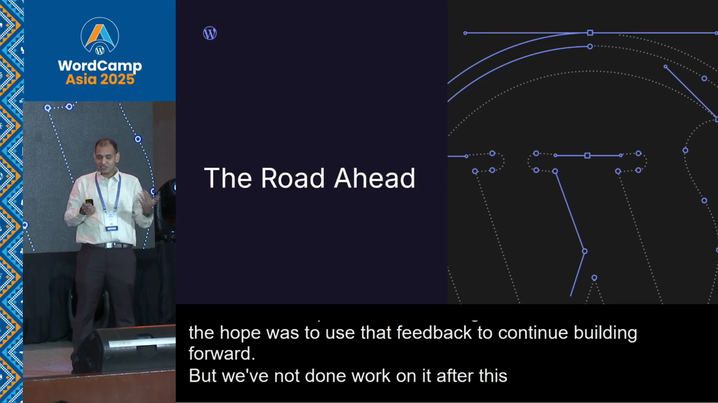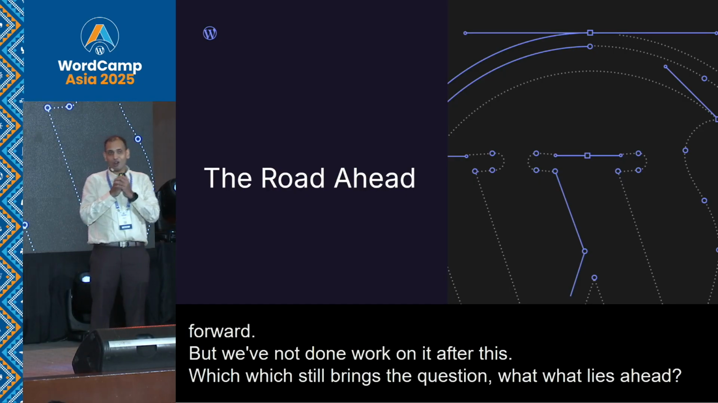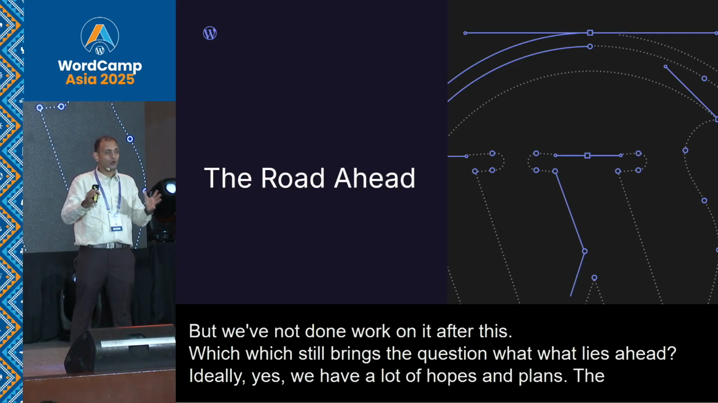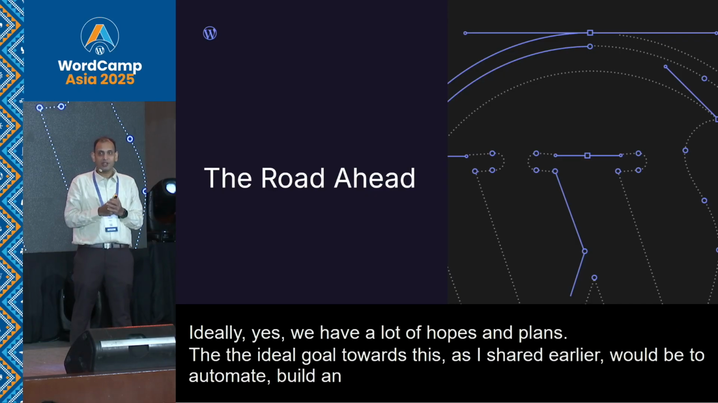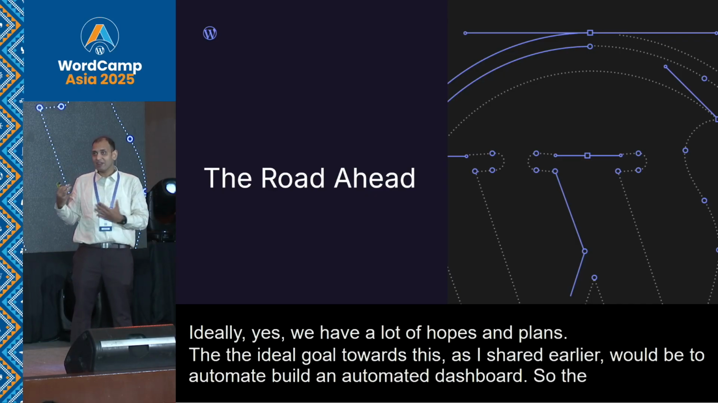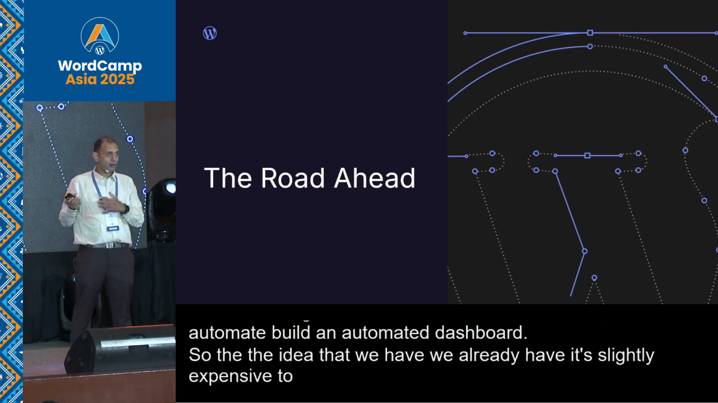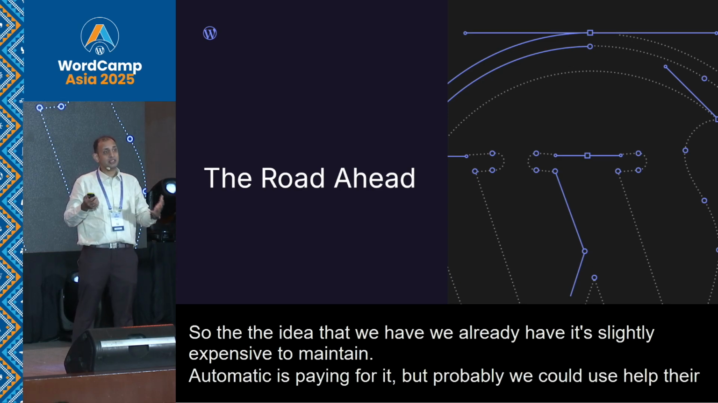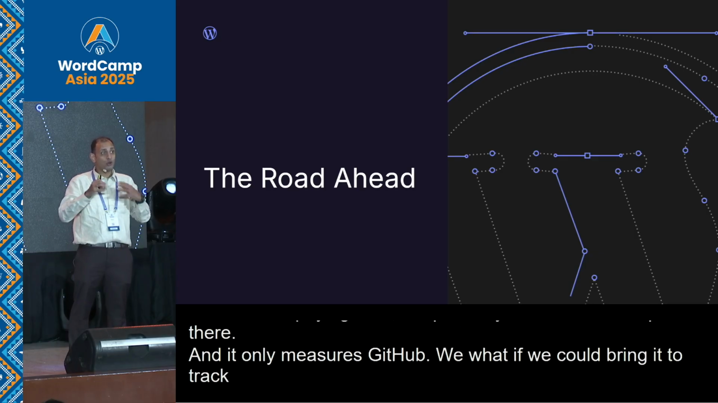Which still brings the question, what lies ahead? Ideally, yes, we have a lot of hopes and plans. The ideal goal, as I shared earlier, would be to build an automated dashboard. We already have Bitergia, but it's slightly expensive to maintain. Automattic is paying for it, but probably we could use help there. And it only measures GitHub. What if we could bring it to Trac? And what if we could open it up?